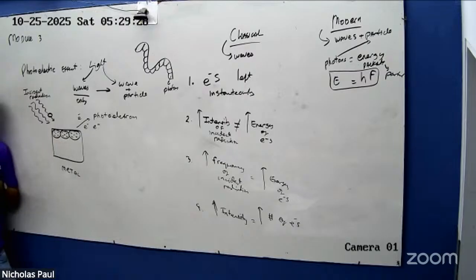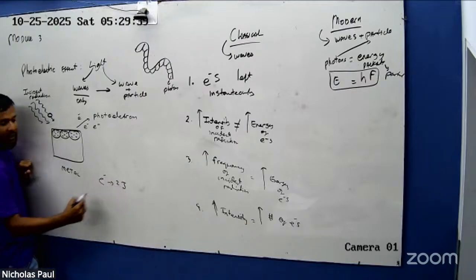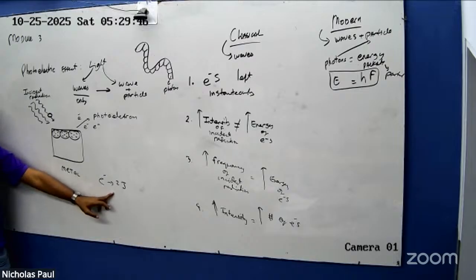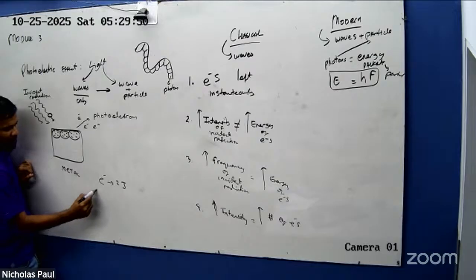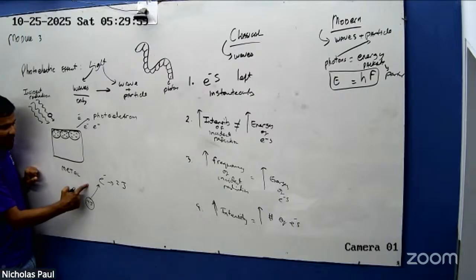For the electrons to break bonds, what must happen? The electrons must gain energy to break bonds. So view it like this. Let's say an electron needs 2 joules of energy to break bonds. Suppose the electron needs 2 joules of energy and a photon comes in with 4 joules of energy. What will happen? Will that be enough? Yes.